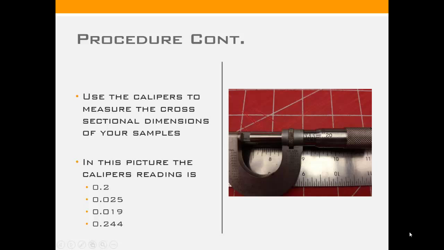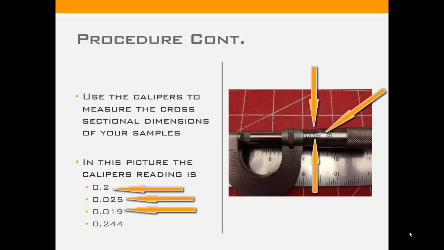To use the calipers, you'll find the sum of three numbers. First, the number on the spindle. These are 1/10 of an inch. Second, the four tick marks between. These are 25/1000 of an inch. And then finally, the number on the dial is 1/1000 of an inch. The readings are 0.2, 0.025, 0.019, sum 0.244.